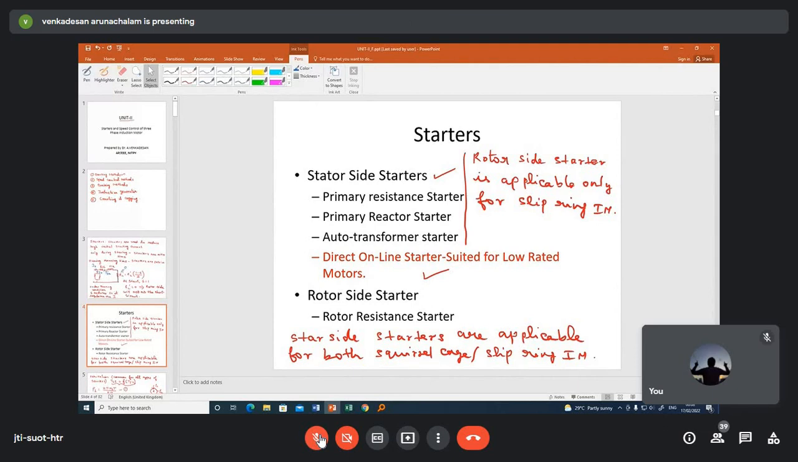So before going to see the different types of starter, we need to derive one equation for the starter. That equation is called the governing equation for any type of starter. That relationship, or that equation, we need to see now. Based on that equation, you may get problems. What is the governing equation for starter?